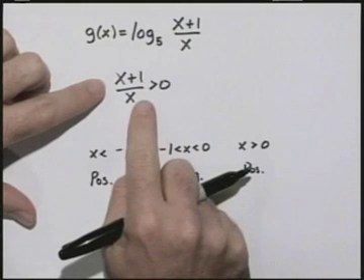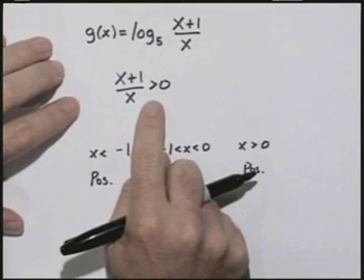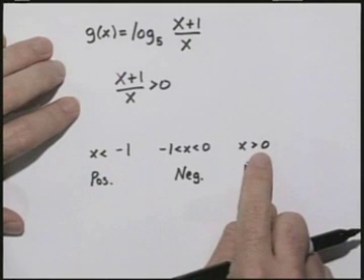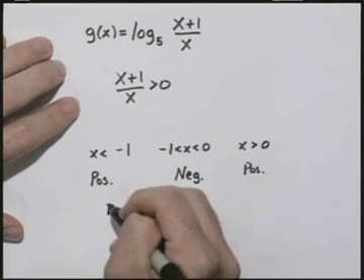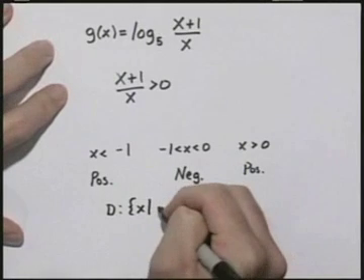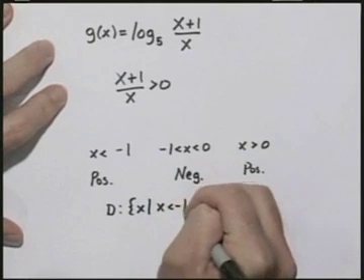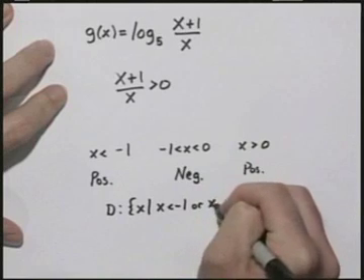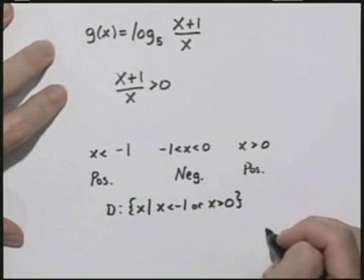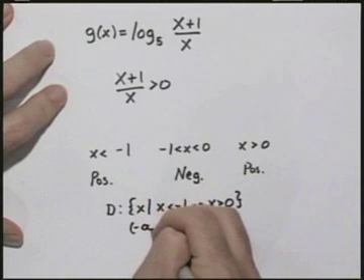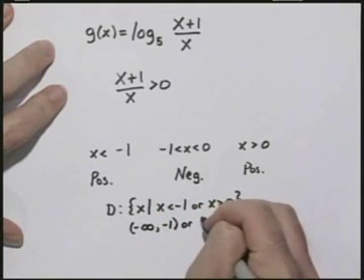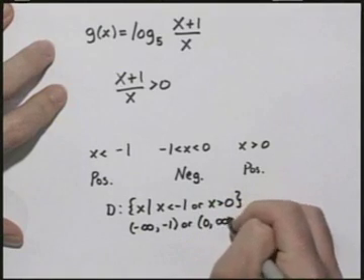We want to know where this entire expression is positive. That's for x less than -1 or for x greater than 0. So the domain is the set of all real numbers x such that x is less than -1 or x is greater than 0. Or if you want to use interval notation, the domain is the set of all x such that x is less than -1 or x is greater than 0.